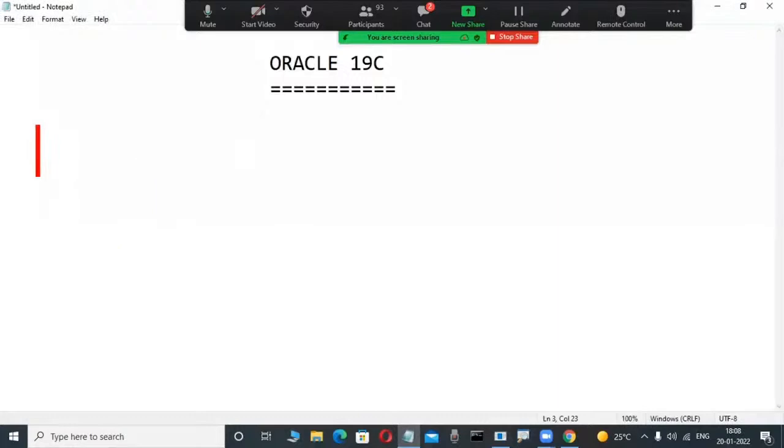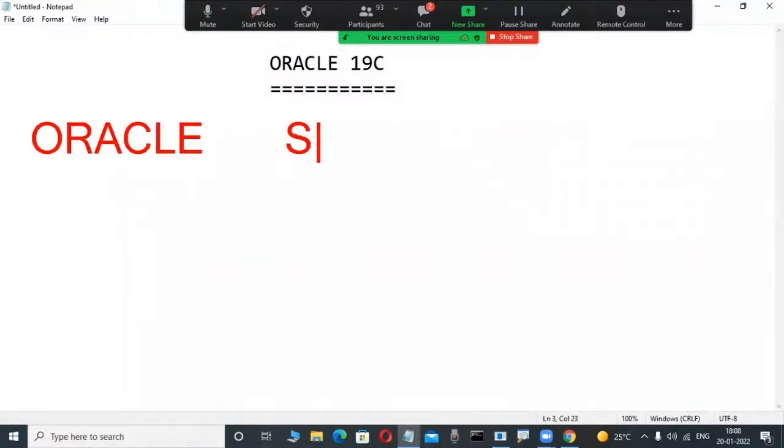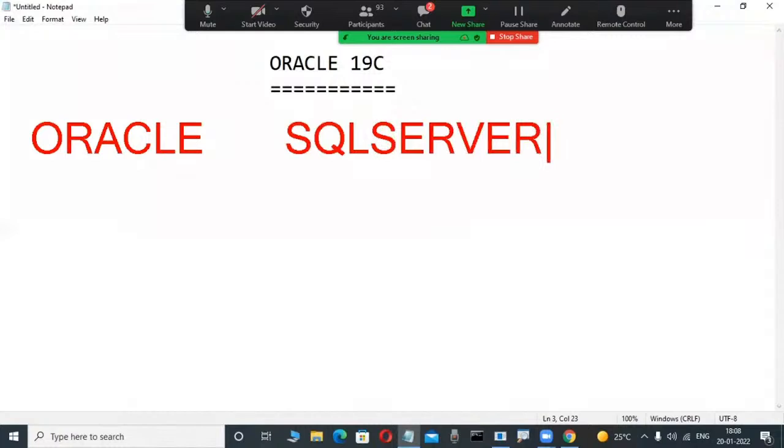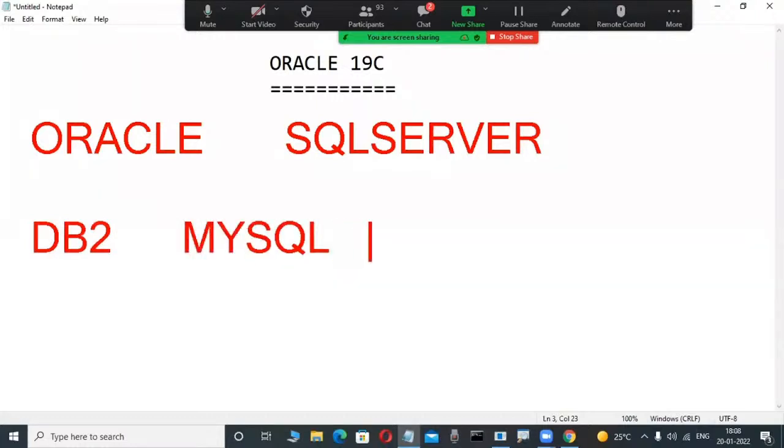Not only Oracle, so many database products are available on the software side. Suppose Oracle is a database product from Oracle Corporation. Observe it here, different companies. Again, maybe so many fellows have an idea. SQL Server is a database product from Microsoft. DB2 is a database product from IBM. MySQL is an open source database product, but nowadays Oracle Corporation is purchasing it.